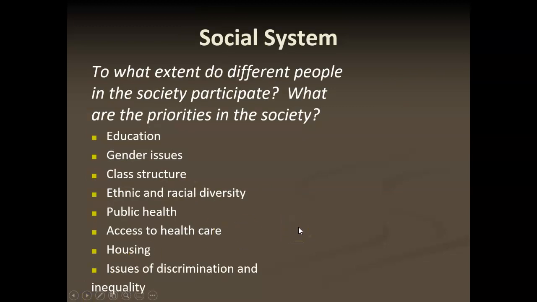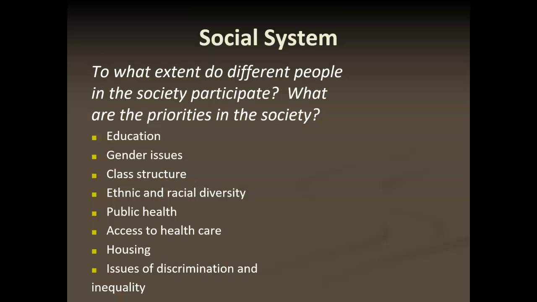Social system is broad. When we are talking about a society's social system, think of the following things on this slide as examples, and we tend to ask a few different questions. One is about equality and equity. To what extent do different groups of people in the society participate in the society? That's a really key question with the social system.